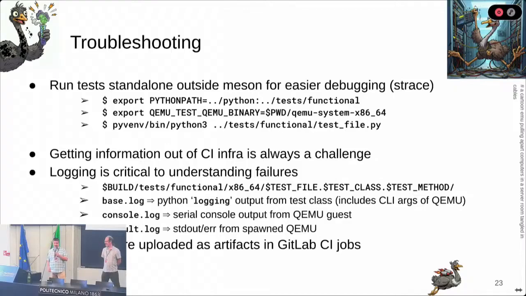So the log files are now simply placed into the build directory, like every other thing that is generated during compilation of QEMU. And you can find them in the build directory in tests/functional/target name/name of the subtest folder. And there are always three log files. There's a base log that contains simply the logging output of your Python test class. There's a console log that contains the output of the serial console of the guest. And there's a default log file that simply contains the standard out and standard error from QEMU. And of course, if the test has some other specific files that it generates, you can also find them there.